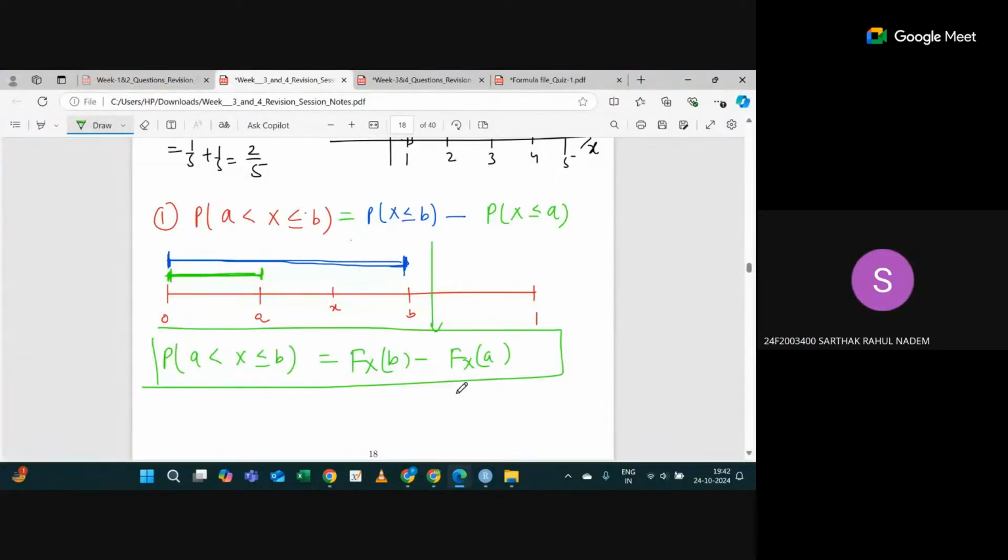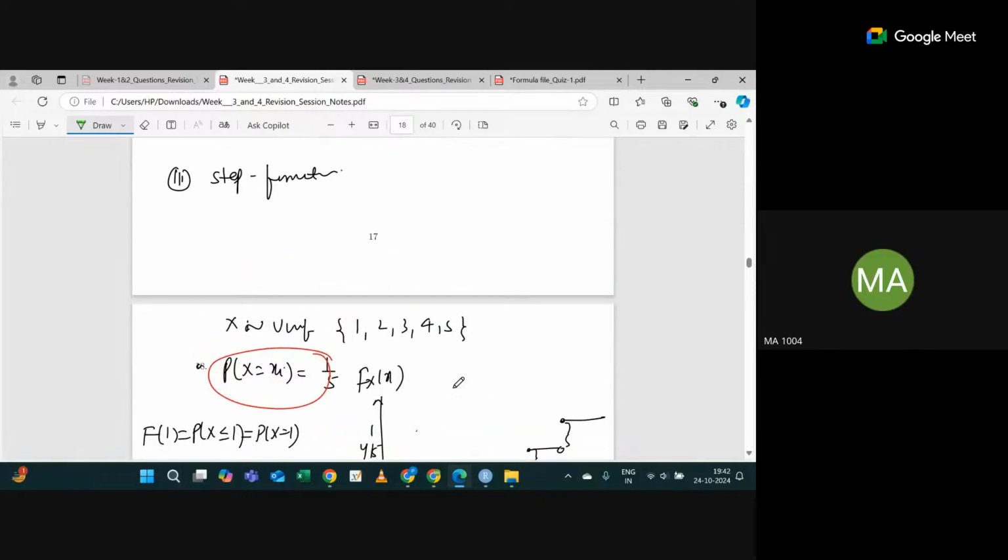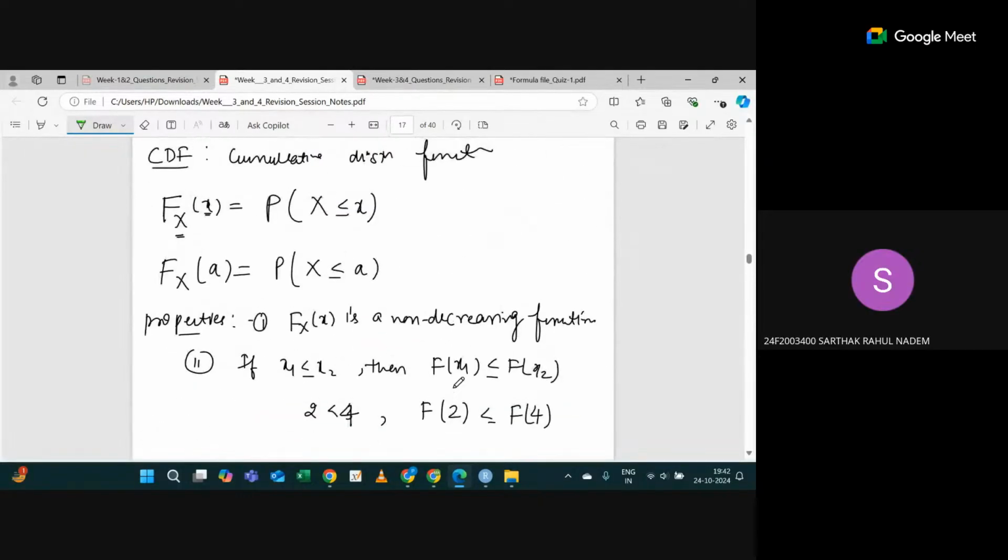Sir, can you go back before the example? Where? Before the example where you were writing properly. Yes. That's fine.